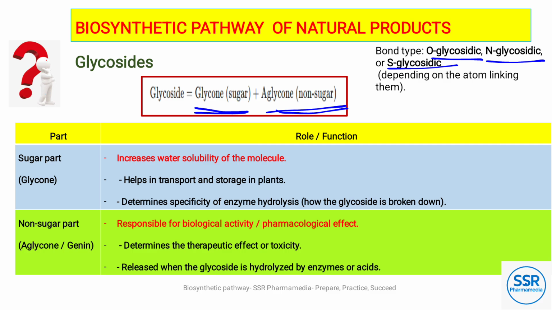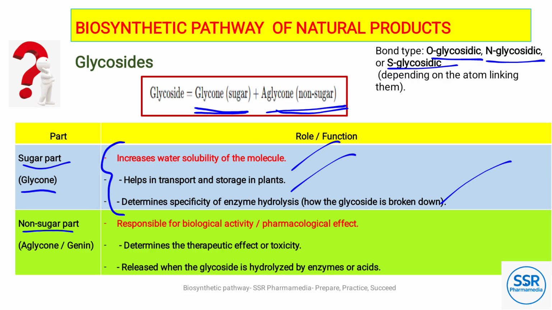What are the roles and functions of glycosides? First, the sugar part of the glycoside increases the water solubility of the molecule, helps in transport and storage in plants, and determines the specificity of enzymatic hydrolysis and how the glycoside is broken down. These are the functions of the sugar part.